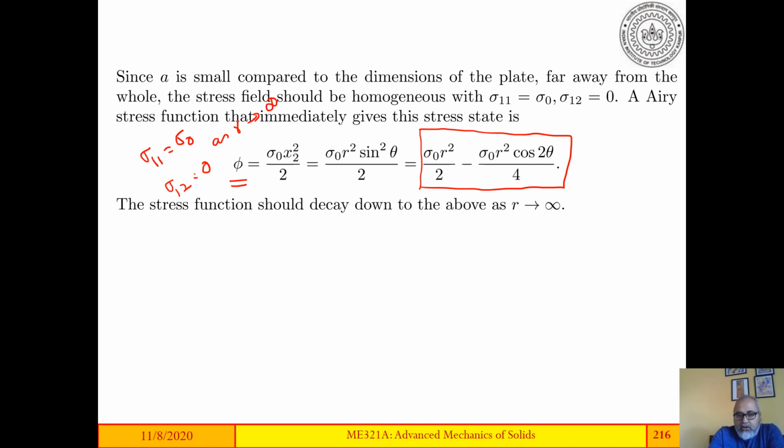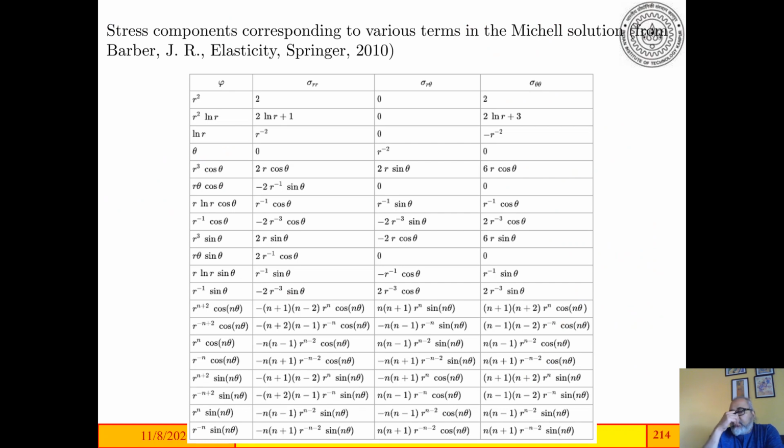has to lead to stresses that go to 0 as r tends to infinity. Okay, so now we go back to the Mitchell table and figure out which terms give us stresses so that all the stresses go to 0 as r tends to infinity. Okay, so one term is, let's say, this. It has minus r square in sigma r theta and 1 by r square in sigma theta theta. Okay, so this goes to 0 as r tends to infinity. Then what about this? This also goes to 0 as r tends to infinity.